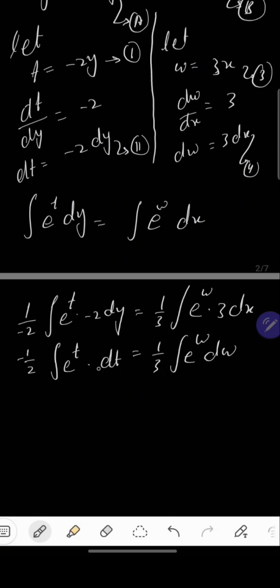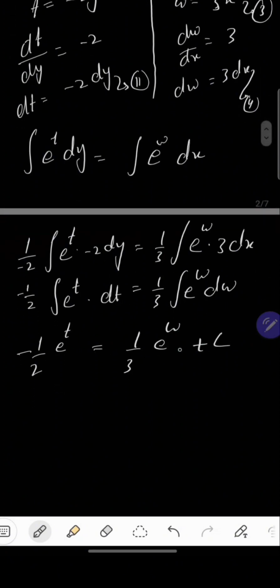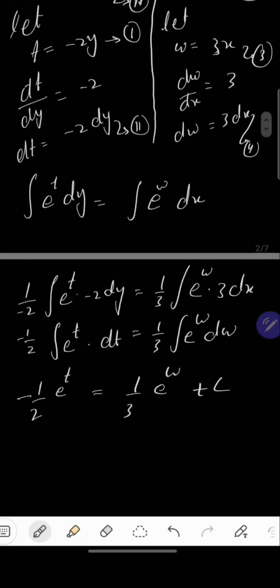We'll apply integration with respect to the t variable to e to the power t, and you will get just e to the power t, because as the derivative of e to the power t is e to the power t, the integration of e to the power t will also be e to the power t. On the right side, we'll also get e to the power w, same case, plus c. Now we have to replace the t and w in the powers of e.